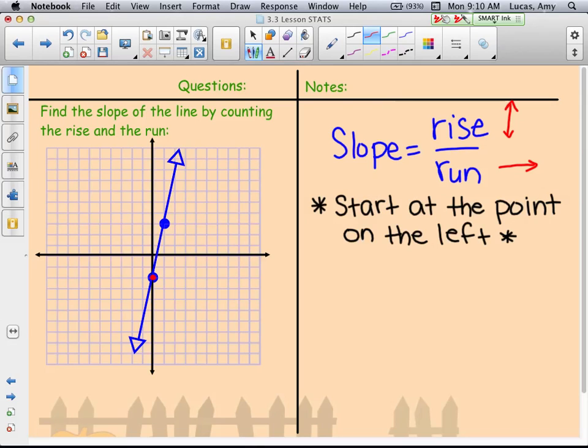So my rise, to get to my other point, I'm going to have to go up 1, 2, 3, 4, 5. So up 5, and then I'm going to go right 1. Right 1. So up 5, over 1 to the right. My slope is 5. 5 divided by 1 is 5.